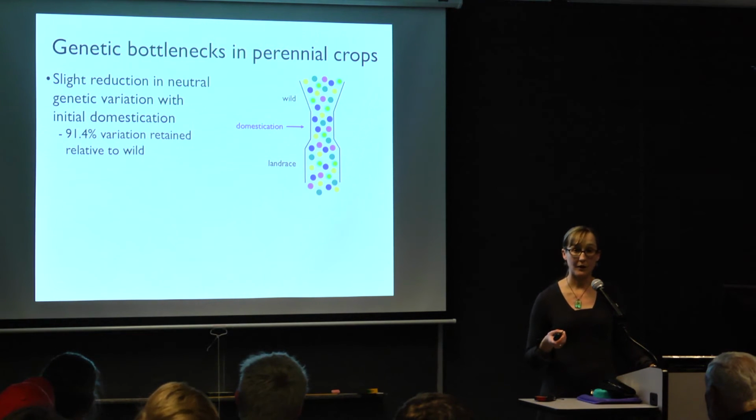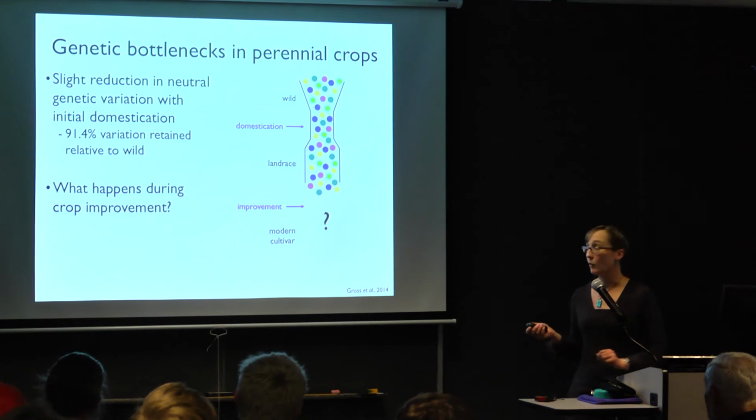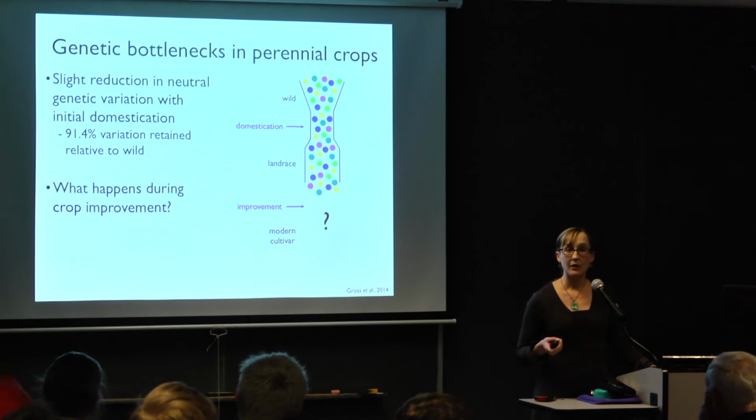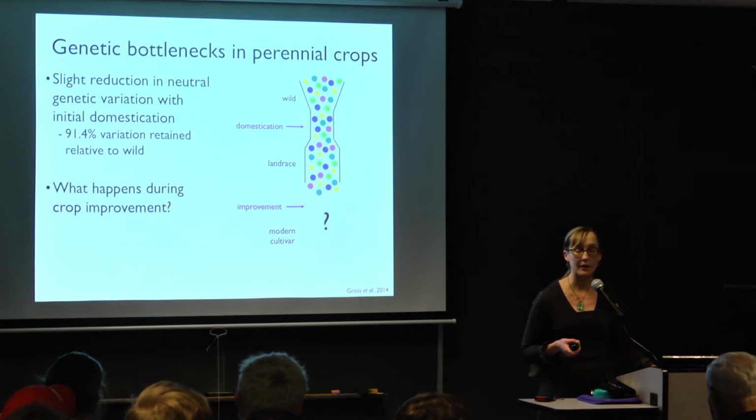Perennial domesticates are retaining a lot of variation. But of course, we'd like to know what happens during crop improvement, or what has happened during modern breeding of these perennial varieties. And so I wanted to look at this using apple because it had such great historical records, and I thought it would be a good chance to take a look at this.